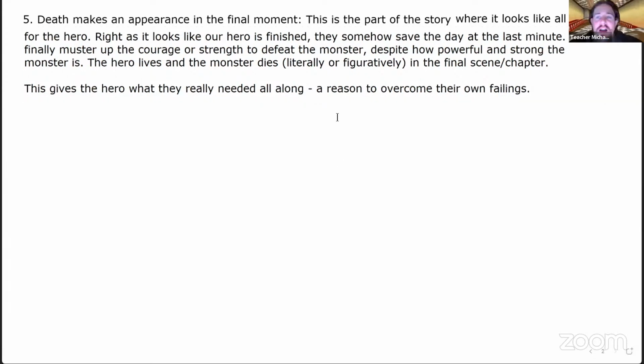Okay, so the last part of our overcoming the monster story is called Death Makes an Appearance in the Final Moment. So this is the part of the story where it looks like all hope is lost for the hero. Right as it looks like our hero is finished, they somehow save the day at the last minute. They finally muster up the courage or the strength to defeat the monster, despite how powerful and strong the monster is.